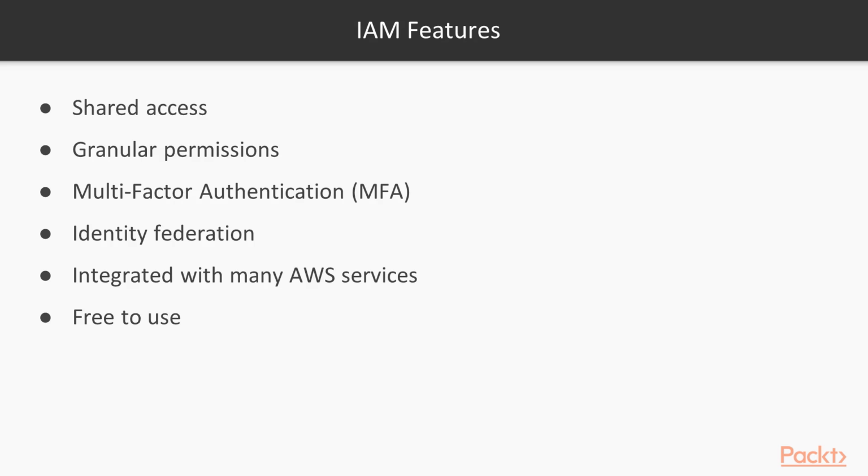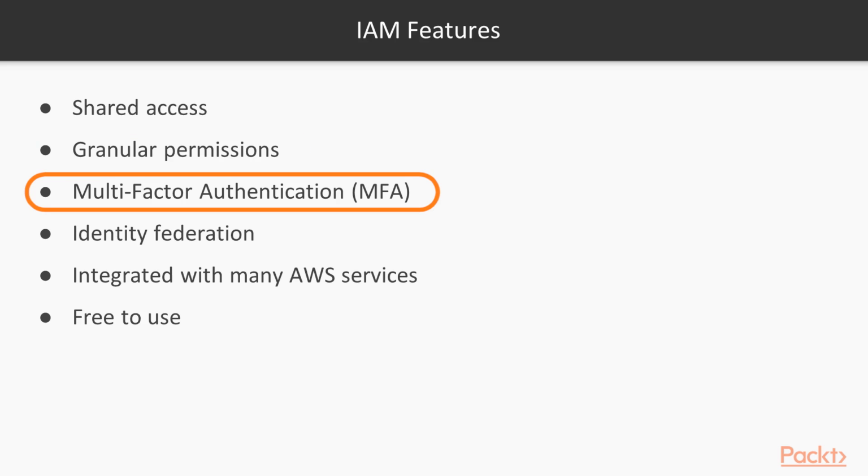AWS IAM provides many features. The following are some of them. It provides shared access to your AWS account, meaning that you can grant other people permissions to administer and use resources in your AWS account without having to share your password or access key. It provides granular permissions, meaning that you can grant different permissions to different people for different resources.